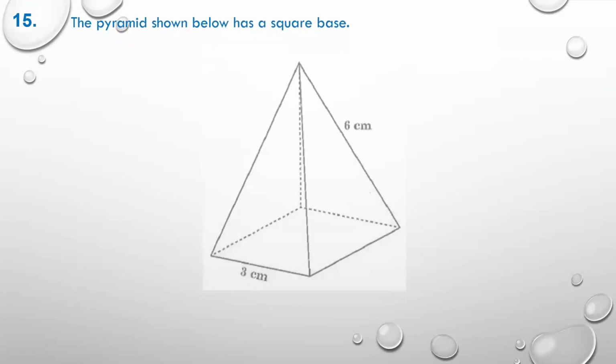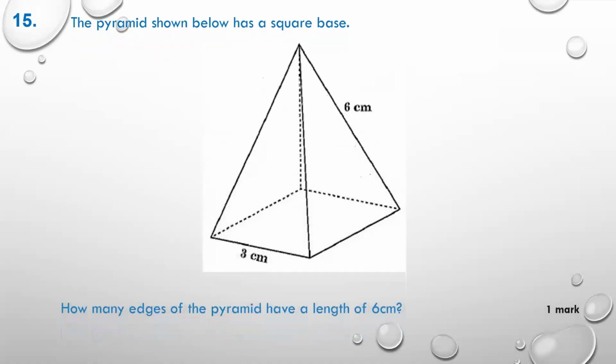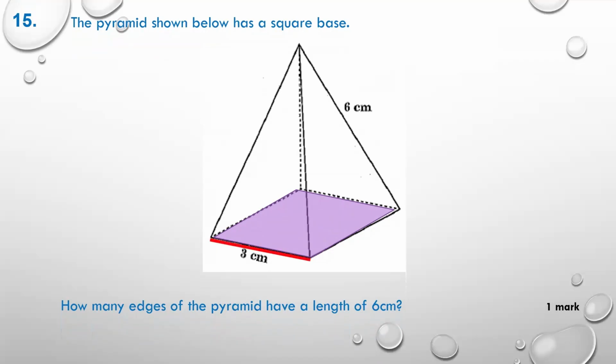Let's go on now to, we're moving to number 15. The pyramid shown below has a square base. How many edges of the pyramid have a length of 6 centimeters? So let's think about this. This is a square-based pyramid. So let's identify where the square is. Right? And now that we know that's the base, remember if one side is 3 centimeters, let me highlight that in red, and it's a square, then the other side is 3 centimeters as well. And then there's a third edge, which is 3 centimeters. And there's a fourth edge, which is 3 centimeters.